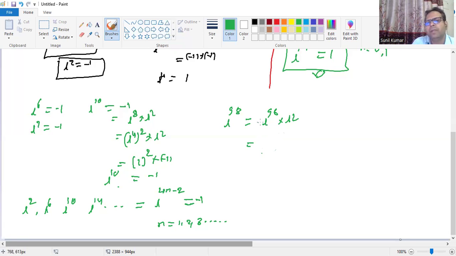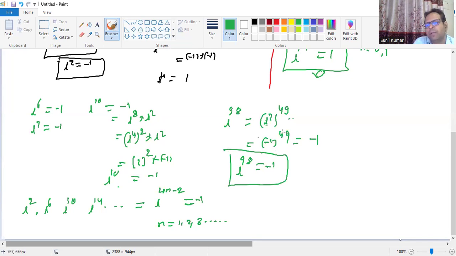A very simple way we can get that. We know that we can divide by 2 also. i square is minus 1, so we can divide here 98 by 2. So i square we can write to the power 49. And you know that i square is minus 1, so minus 1 to the power 49 will be minus 1. So i to the power 98 becomes minus 1. This way you can find whatever power is given.